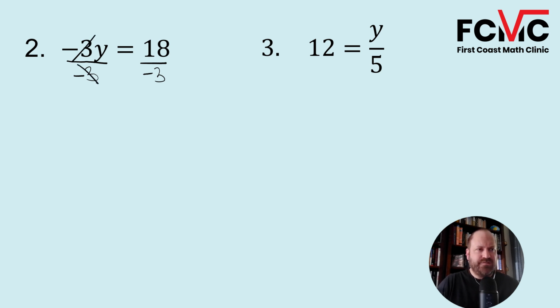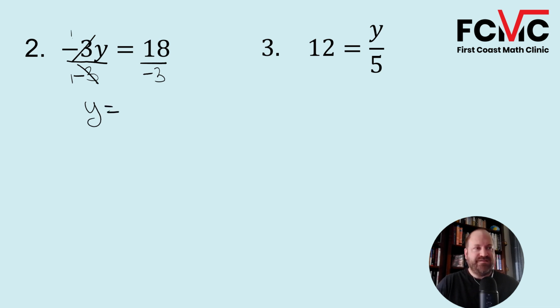So negative 3 divided by negative 3, well, we're just going to get 1. So let's think about what's happening, right? I'm multiplying by 1 and dividing by 1. If I multiply by 1 or divide by 1, is that going to change anything? No. So I don't need to put the 1s in. I could just put y equals.